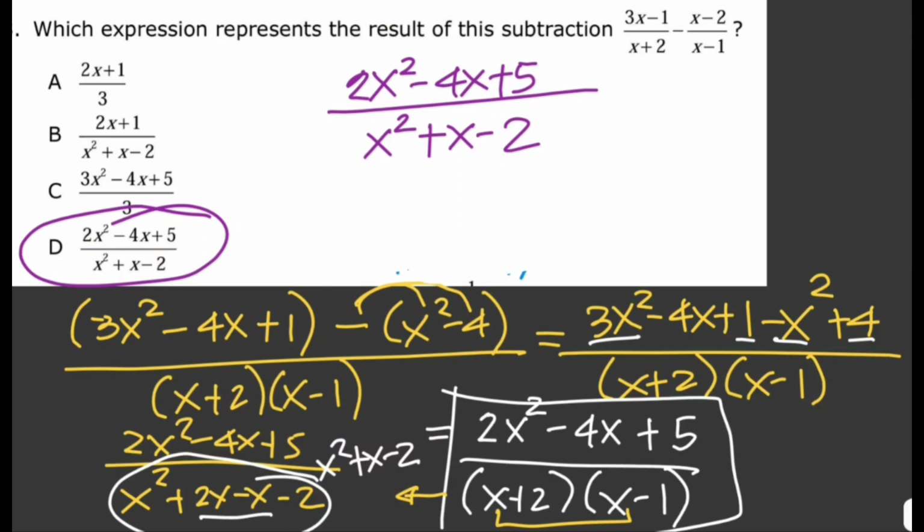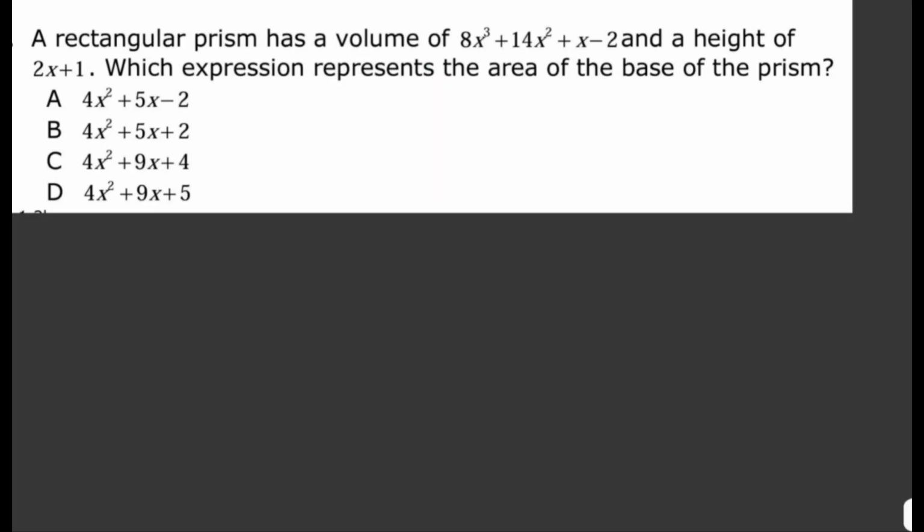Now let's solve another problem. A rectangular prism has a volume of 8x cubed plus 14x squared plus x minus 2 and a height of 2x plus 1. Which expression represents the area of the base of the prism?